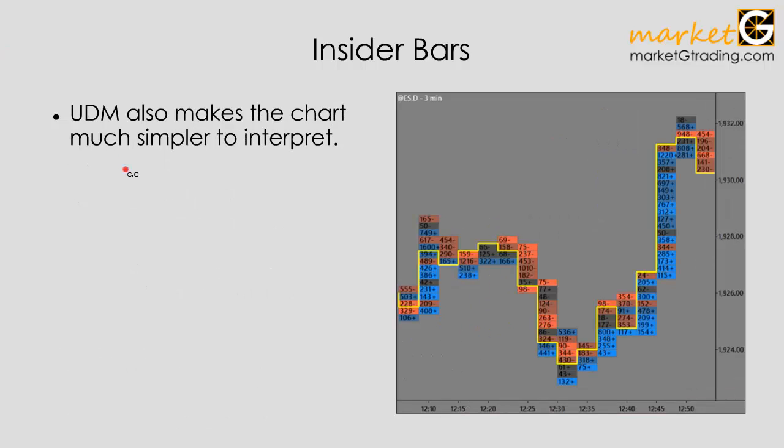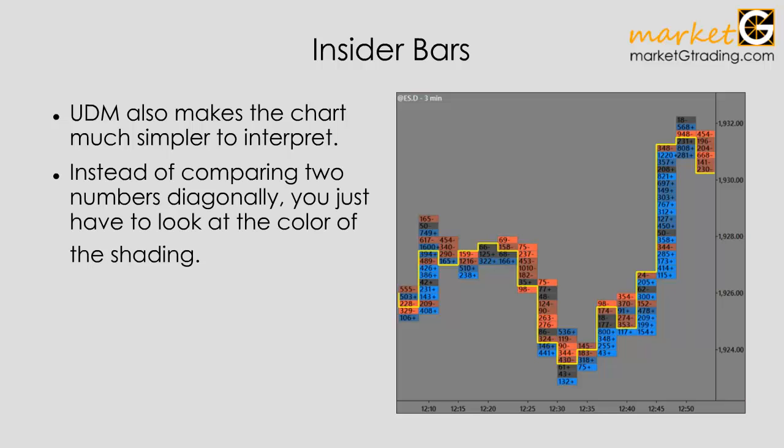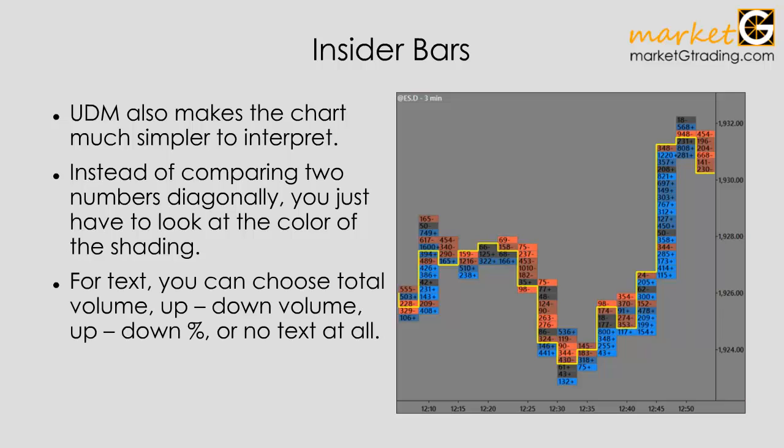Uptick, downtick mode also makes the chart much simpler to interpret. Instead of comparing two numbers diagonally, like you would have had to do with that market delta chart you saw in the beginning, you just have to look at the color of the shading. For text, you can choose total volume, up minus down volume, as you see here, or up minus down percentage, as you saw in the last chart with the candles, or no text at all.